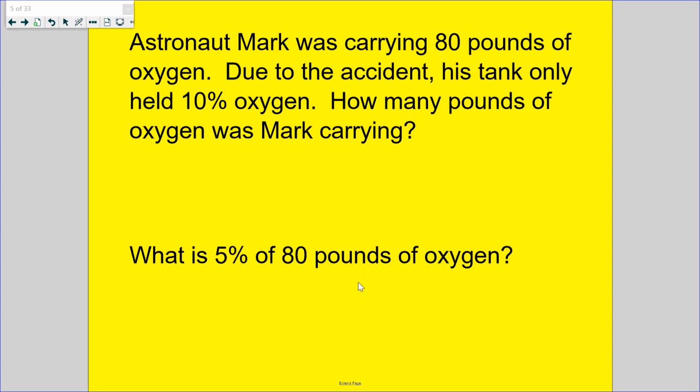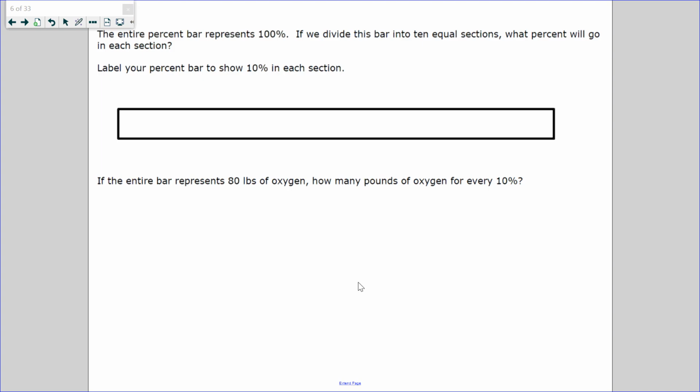So we're going to find out how to figure out percent of a number today. We're going to be first modeling it today, and then you'll be learning how to do it more mathematically in the next couple lessons. So let's represent this entire bar as 100%. If we divide this bar into 10 equal sections, 1, 2, 3, 4, 5, 6, 7, 8, 9, 10. This represents 100%. What percent do you think will go in each section?